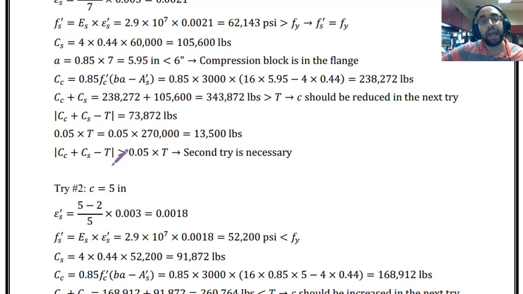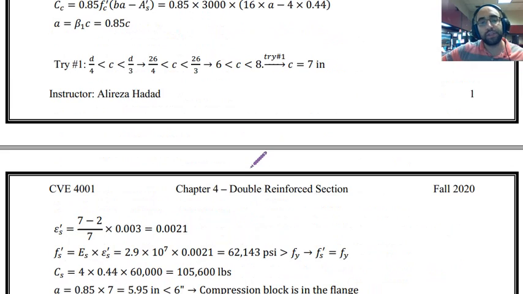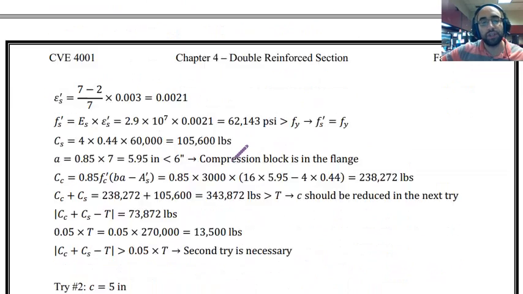Now it means that I have to have a second try, and in the second try, I'm going to consider a lower value or a smaller value for C, because compression was greater than tension. So at first, my C was 7 inches.